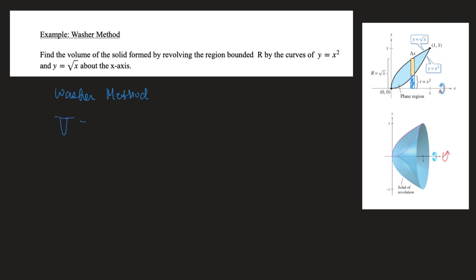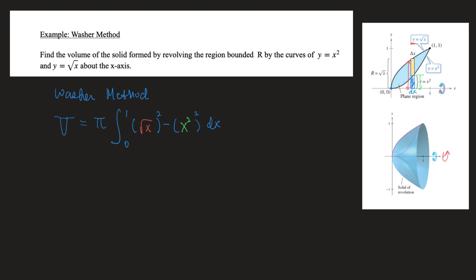For the washer method, the volume is pi, rotating over the x-axis, so that's going to be dx. You write down the integral from 0 to 1 of the longer radius squared minus the shorter radius squared. The longer radius goes from here to here, that's y equals square root of x, so y is going to be square root of x, squared. The shorter radius is right here, y equals x squared, so x squared.